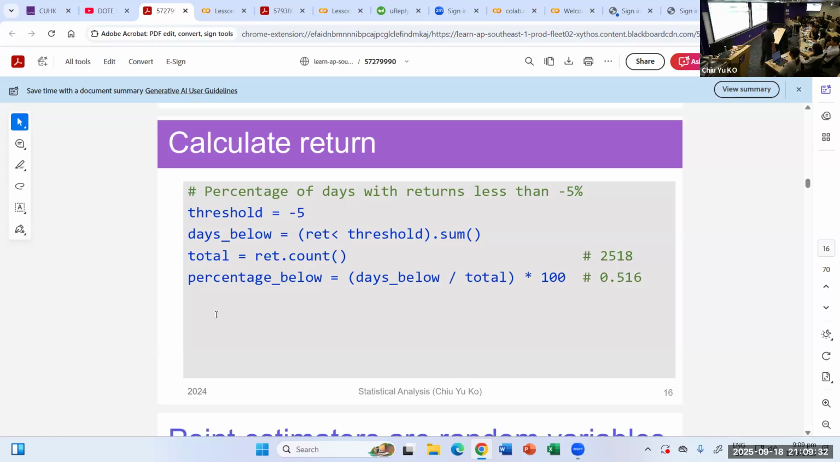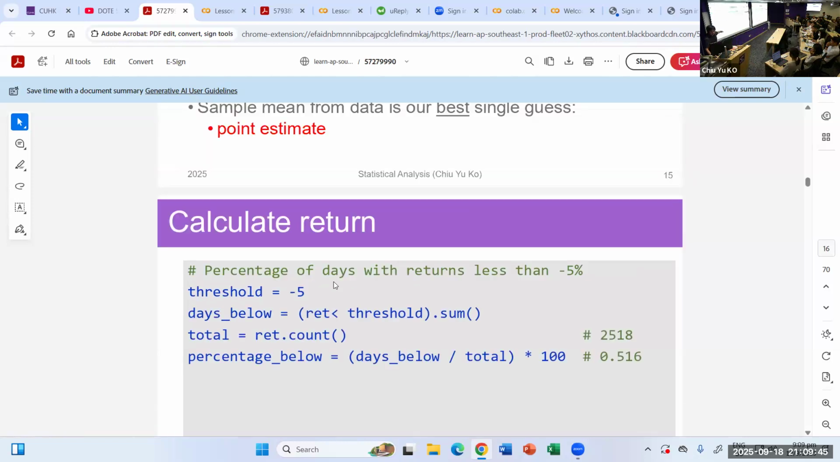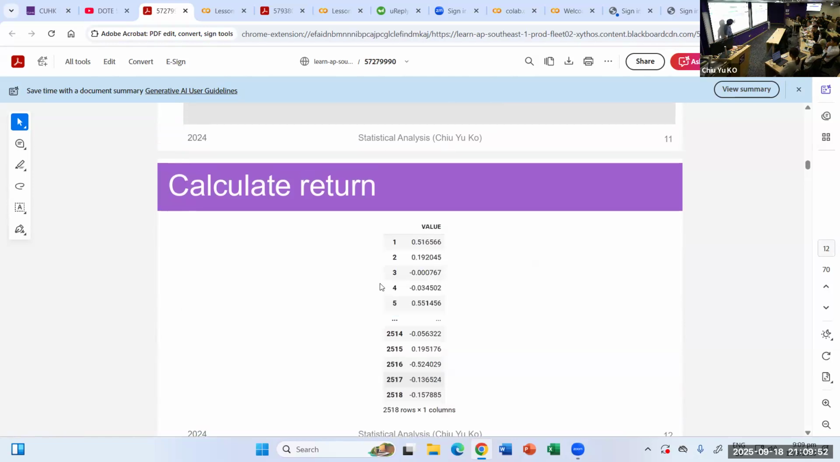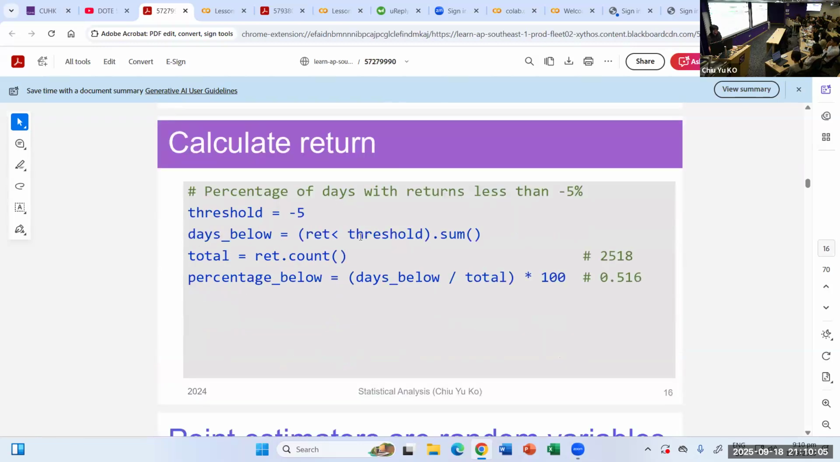Exactly. Let me repeat. With the bracket, this will tell you, for each day, this is a return, right? This is the return value. What I'm going to do is compare each day to see if it is less than negative 5. If no, 0. This is 0, this is 0, this is 0, and some days 1. If less than that, then it gives you 1. This is a bunch of 0s and 1s. And .sum means I add everything there, right? And this gives us how many days are actually less than negative 5%, right?